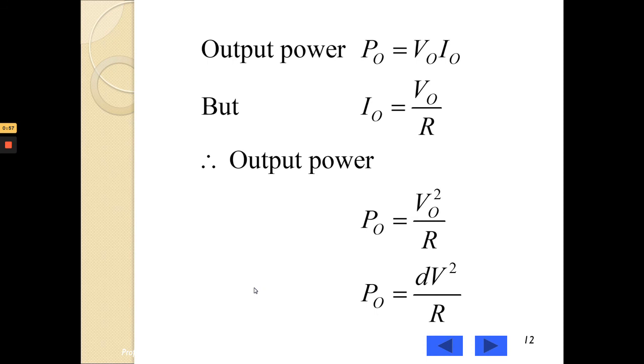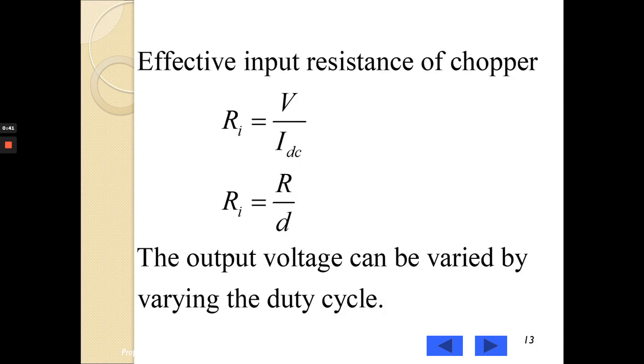And the output power P out equal to V out into I out, but I out equal to V out divided by R. So output power P out equal to V out square divided by R. That is nothing but P out equal to D V square divided by R. And effective input resistance of the chopper is given as Ri equal to V divided by IDC. So Ri equal to R by D.